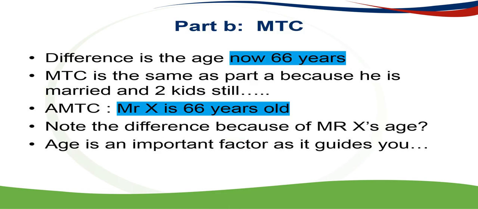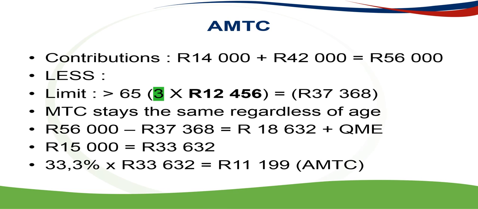We can now go to part B. The only difference now is we made Mr. X 66 years old. So now he is over 65 years old, okay? Still married to the same wife, Mrs. Y, and 2 children. So age is an important factor as it will guide you when you're calculating for someone who's older than 65 years old. The MTC remains the same, remember that, because Mr. X is still married to Mrs. Y and they have 2 children. So your MTC stays the same in this scenario. The age is different. The age now affects the AMTC in this part.